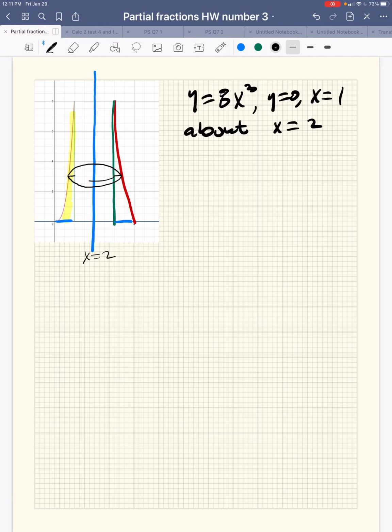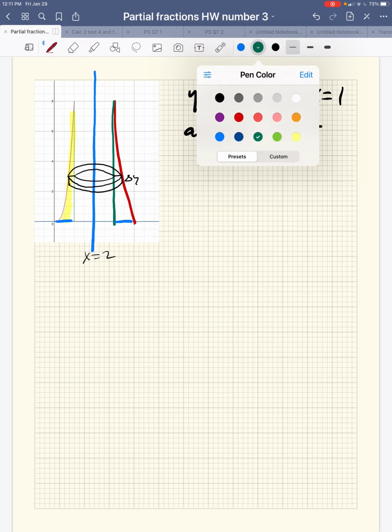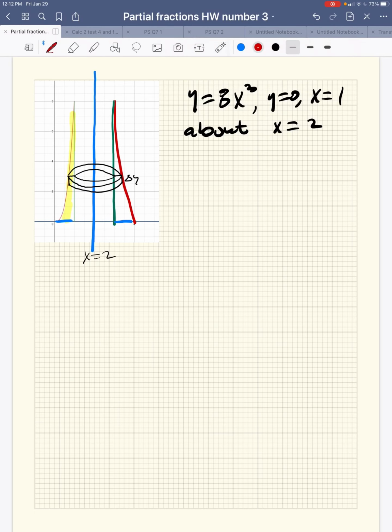It would make a washer that looks like this, and then put some thickness to it. And that thickness is in the up and down direction, so it will be a change in y, or a delta y. So our variable of integration now, when we go to find this volume, is going to be y. So let's go ahead and draw what this washer would look like if we could look down on the top of it. And it would look something like this.